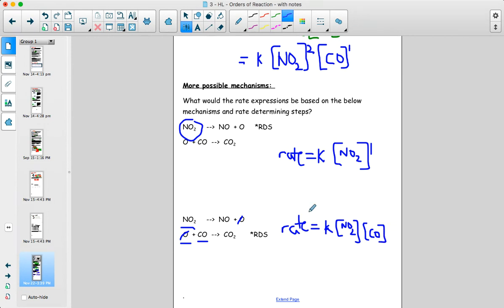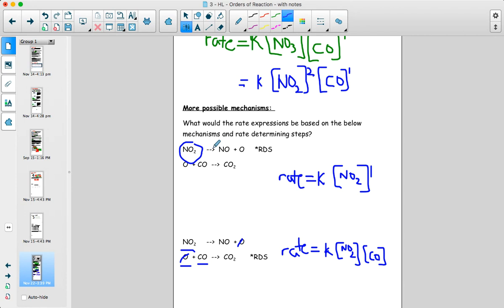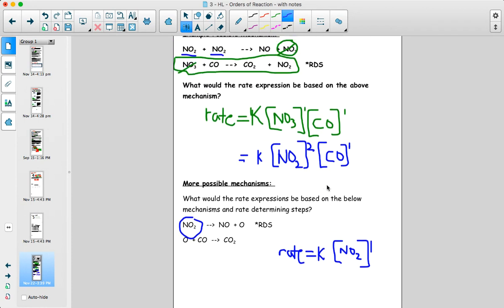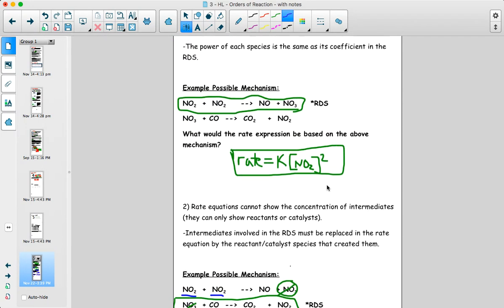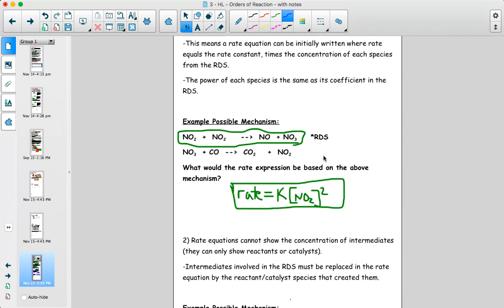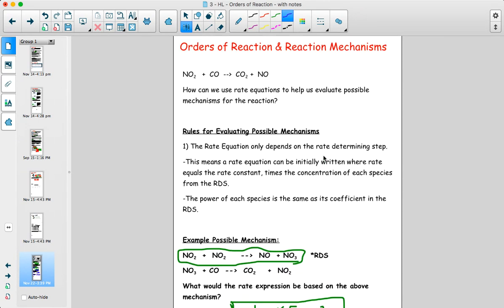So first, we're just looking at if we know the mechanism and we know the rate determining step, we should be able to come up with the rate equation that matches it. Okay. Going back to this first one, you may have said, well, how can NO2 be squared? How can it be second order? There's actually only one NO2 in the overall stoichiometric equation. It's kind of an interesting mechanism that's proposed here.